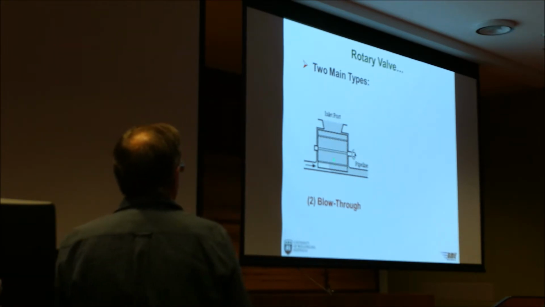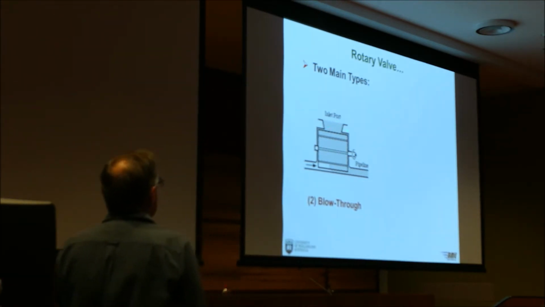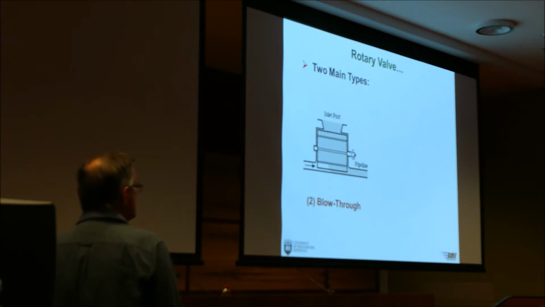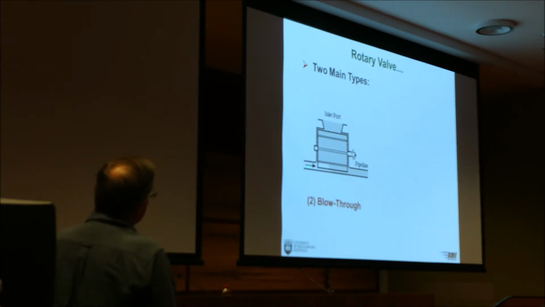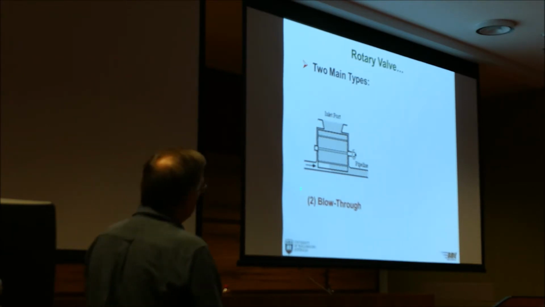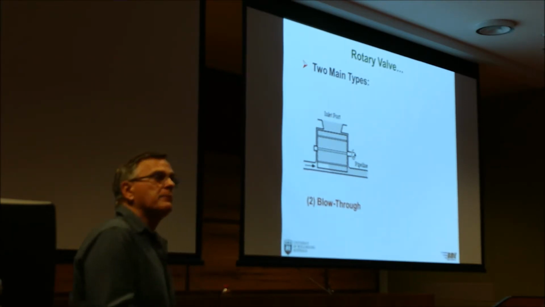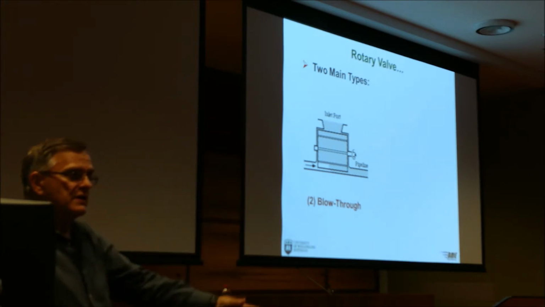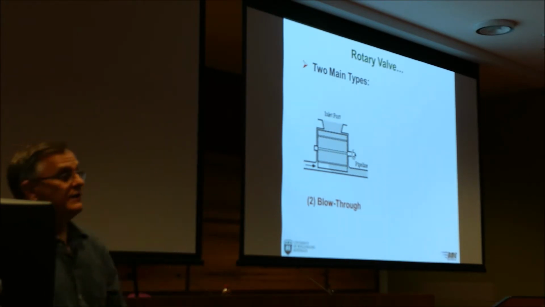You can see here we've got the inlet port as before, and we've got the rotor. This is a side view, schematic. And now the pipeline actually is connected to the actual housing. And here the air can blow the material out of the pocket as it gets exposed. As it comes around, the air blows it out.